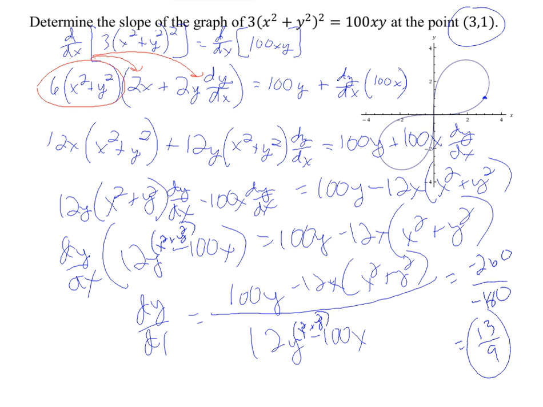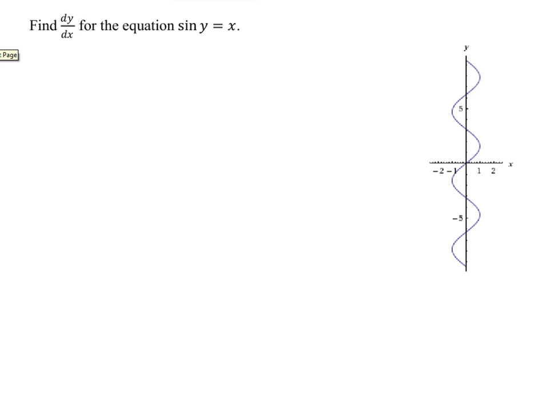All right. Next problem. Find dy over dx for this equation. Sine y equals x. Instead of y equals sine x, we have x equals sine y, basically. But look at the graph. Isn't that cool?